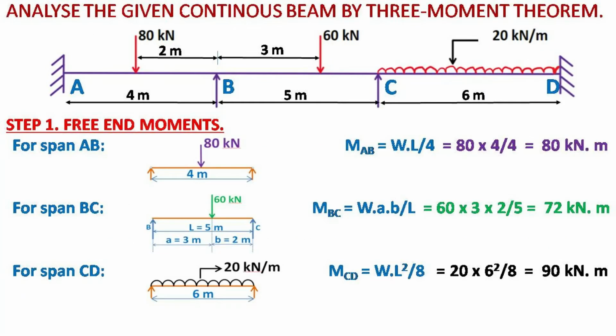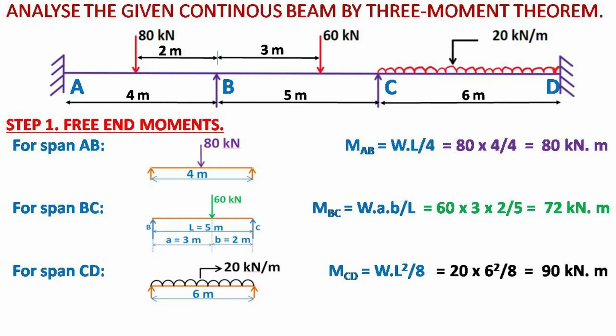Slide 4. Here this continuous beam A, B, C, D has three spans, AB, BC and CD. Span AB is of length 4 meters and is subjected to a point load of 80 kN at its center. Span BC is of length 5 meters and is subjected to an eccentric point load of 60 kN at a distance of 3 meters from B. Span CD is of length 6 meters and is subjected to a uniformly distributed load of 20 kN per meter throughout its span.